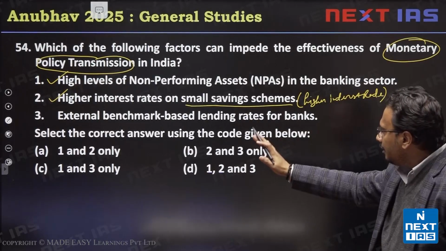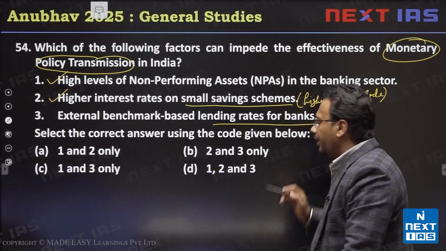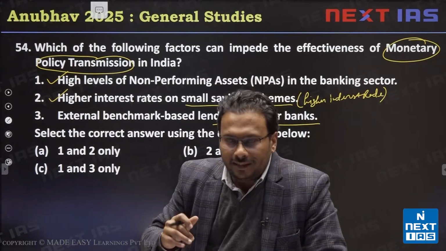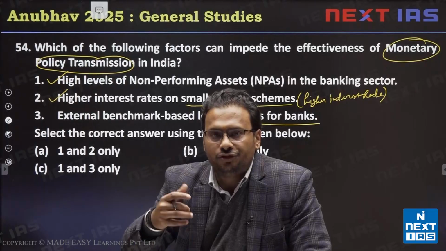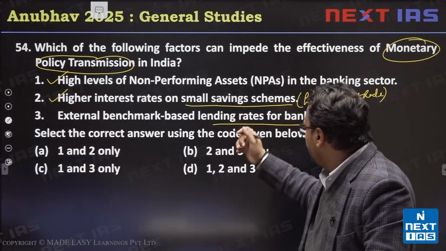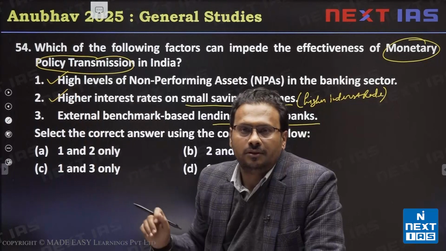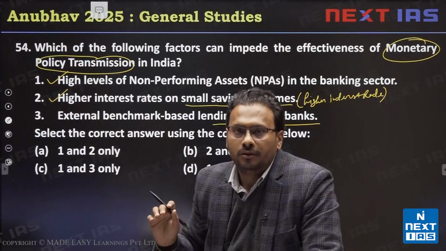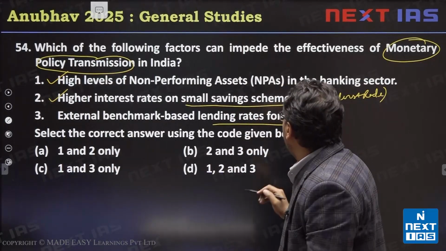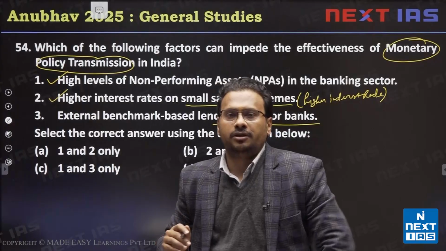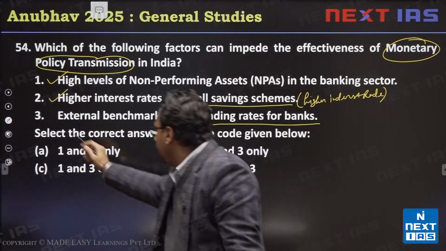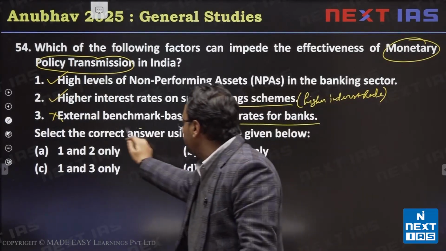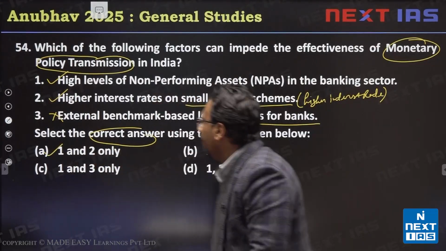Third, external benchmark based lending rates for the banks. This means that the bank can decide the rates based on external factors, so it can directly impact the borrower. It will definitely not impede monetary policy transmission, rather it will support it. So it has to be incorrect. The correct answer will be 1 and 2. The answer should be A.